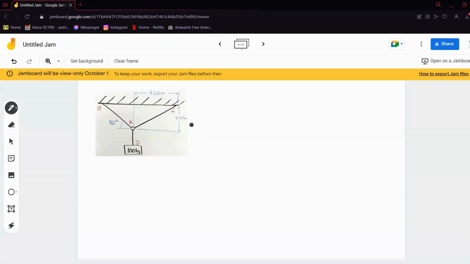Here, with the given dimensions, we also have the mass given. So let us convert this first. 100 kilograms is equal to 981 newtons. Notice that we have the dimensions given, but first, let me do the free body diagram to make our life much easier.